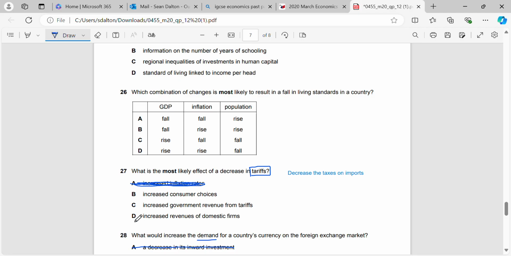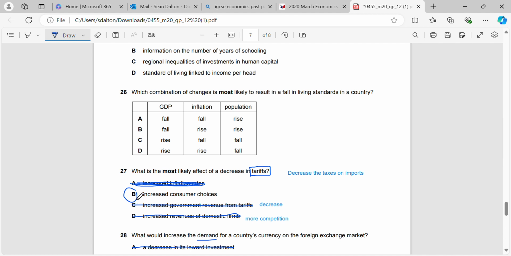Will it result in increased revenue of domestic firms? Definitely not. What it's going to do is create more competition for those domestic firms, because they now have to face the threat of having the imports coming in cheaper. Therefore, it's also not going to increase government revenue, it's going to decrease government revenue because they're reducing the taxes, so there will be less taxes paid to the government.